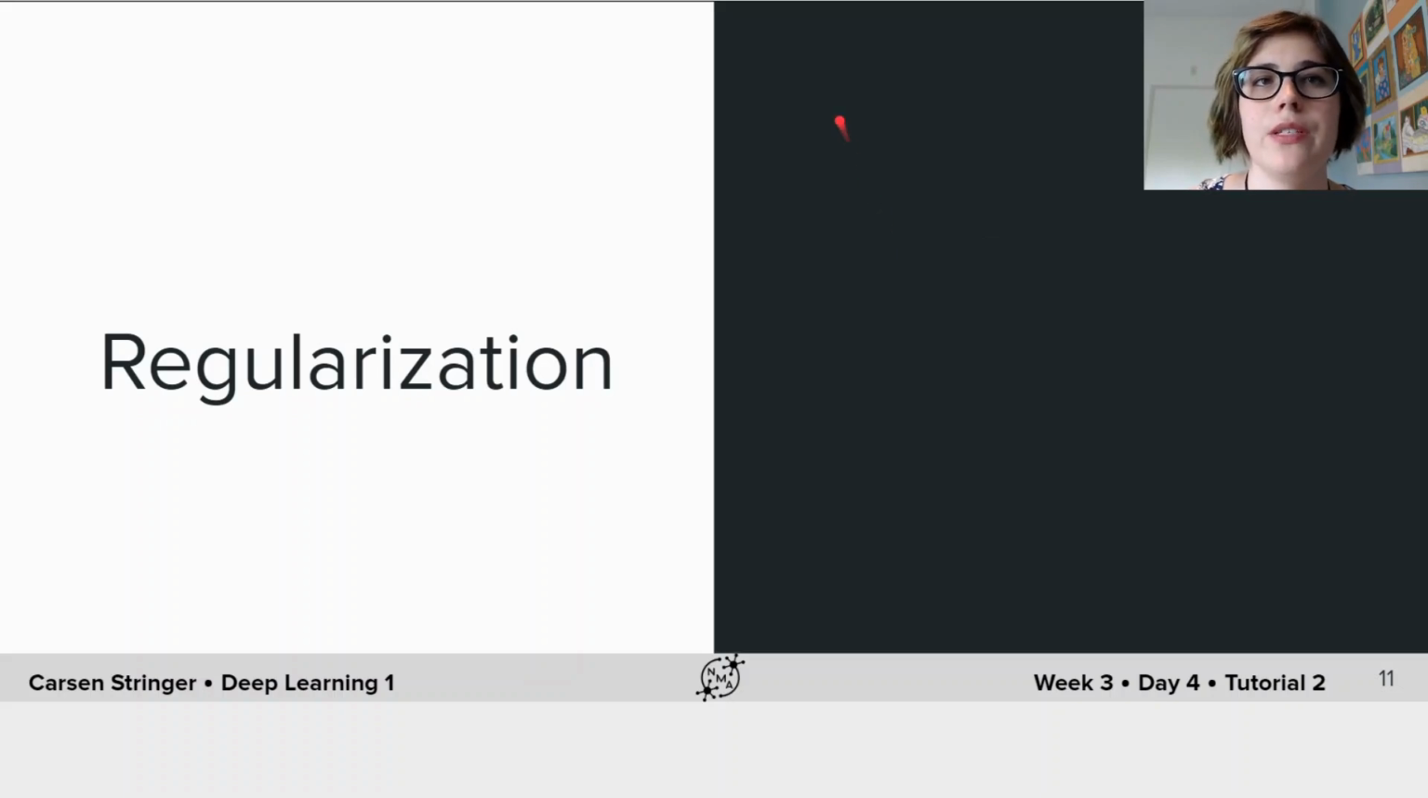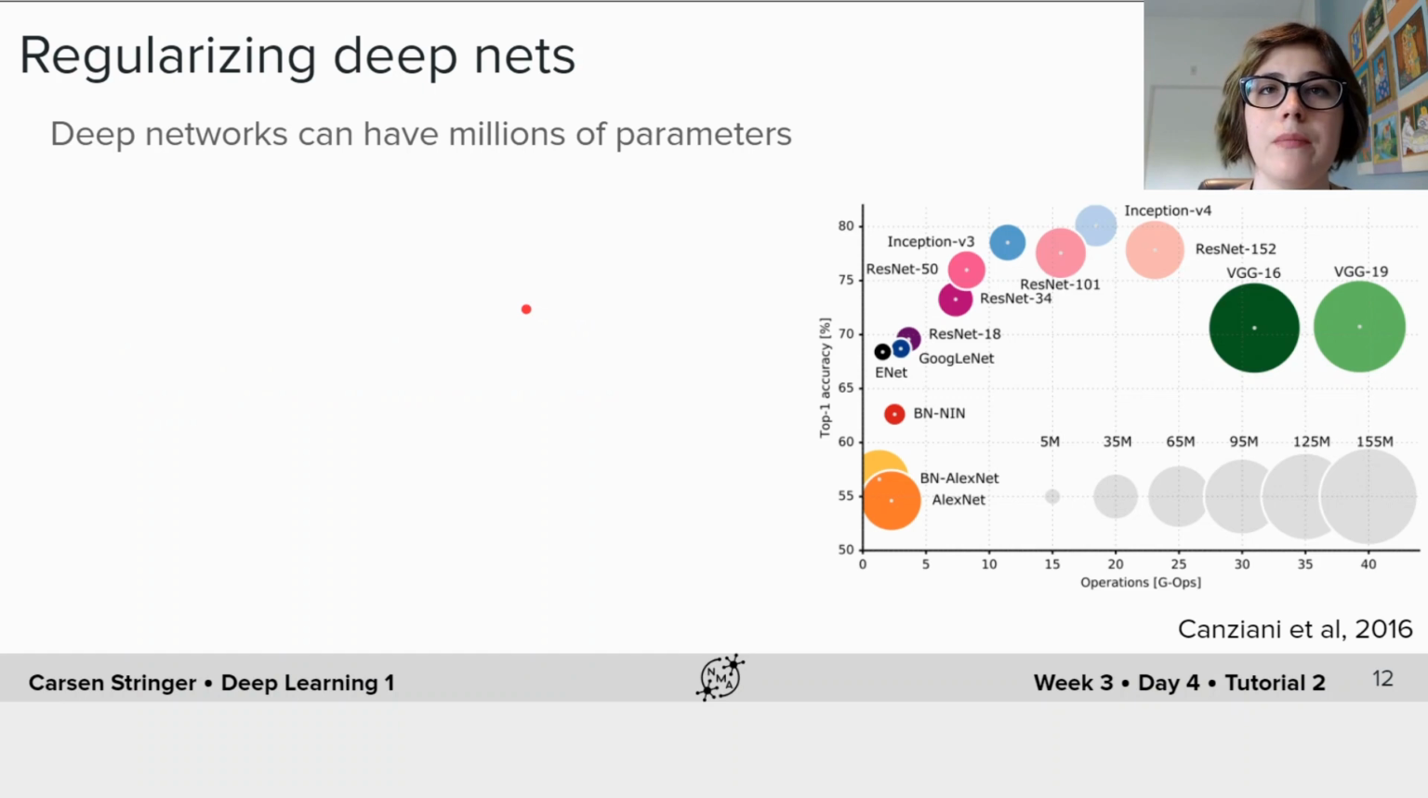So regularization was discussed in the context of linear models in the first week of the course to reduce overfitting. We can also use regularization in deep networks to reduce overfitting. And in particular, it's especially important in deep networks because deep networks can have millions of parameters.